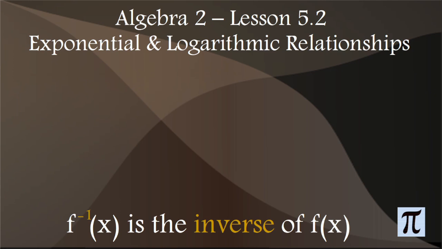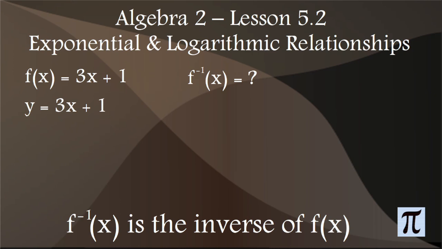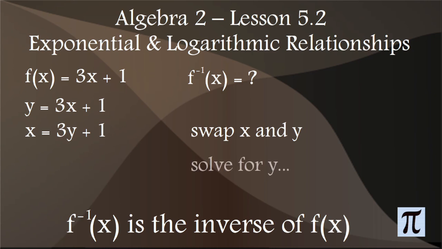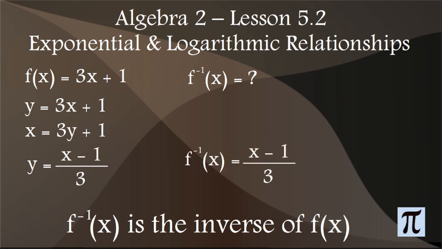We're going to use this new notation of f to the minus 1 of x. This just means that it is the inverse of f of x. So let's take this example. f of x is equal to 3x plus 1. What is the inverse of this function? First, let's rewrite this as y equals 3x plus 1, and then swap x and y in that equation. Next, we just need to solve for y, and that gives us y equals (x minus 1) over 3. So we can say the inverse of f of x is (x minus 1) over 3.